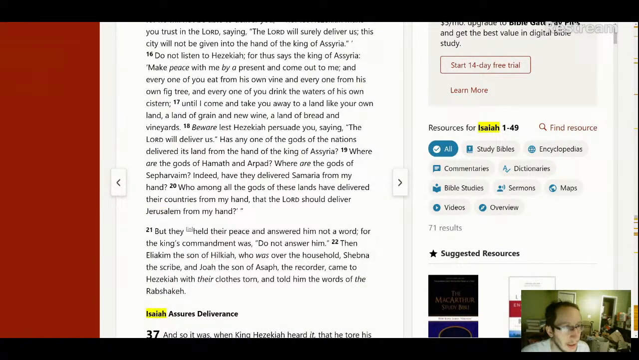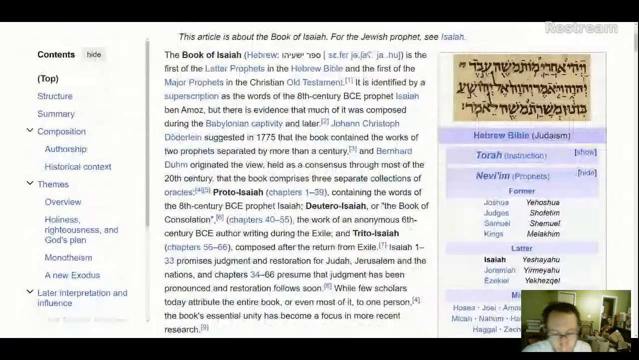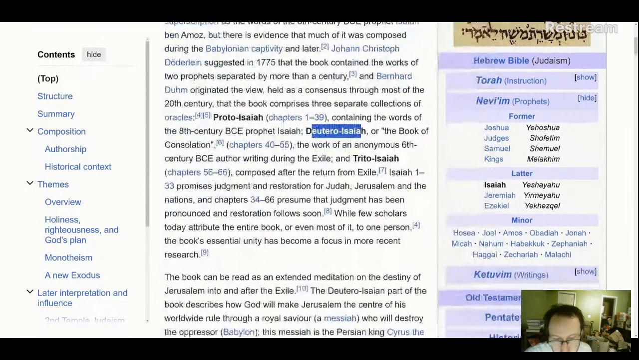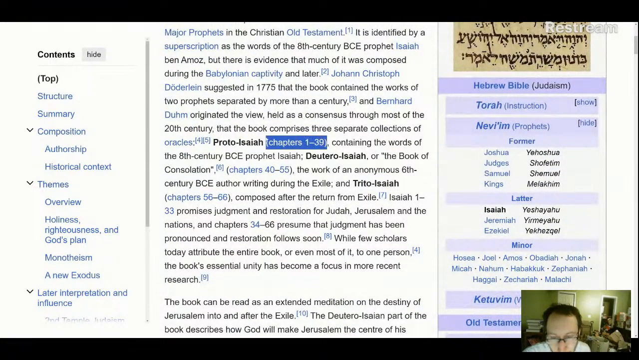Now, also something very interesting that goes against what the scholars say about the book of Isaiah. Scholars say that Isaiah was not written by just Isaiah. It was written by different people. So Proto-Isaiah, then there's something called Deutero-Isaiah and Trito-Isaiah. So they say that chapters 1 to 39 were written by one author, chapters 40 to 55 by another author, and then chapters 56 to 66 by a different author.